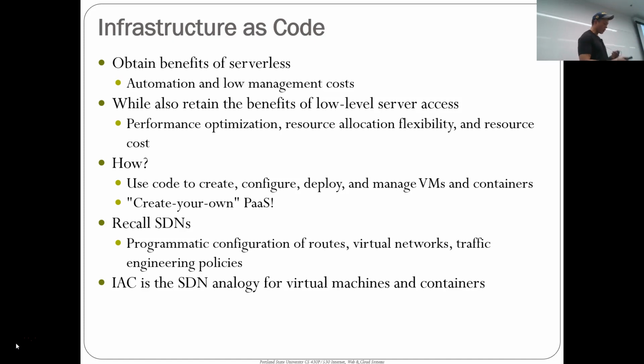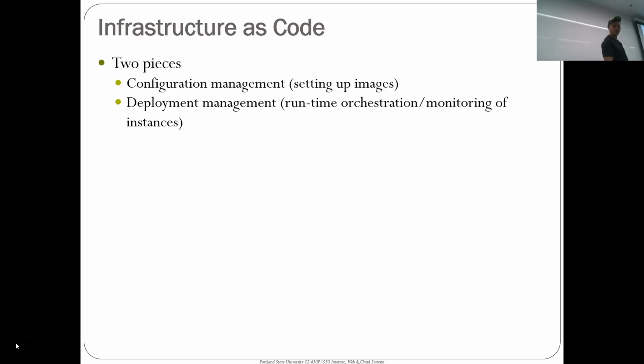And if you recall, software-defined networks, where you're programmatically configuring the routes and the virtual networks and the traffic engineering to basically implement the networking for your cloud project, this is the equivalent, but it's done using the machines, collections of machines, okay? So the IAC is the SDN analogy for virtual machines and containers. You can think of it that way. It also does networks, but we'll get to that later.